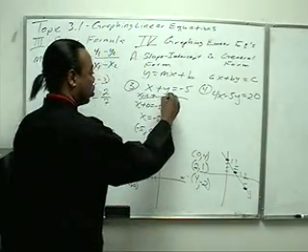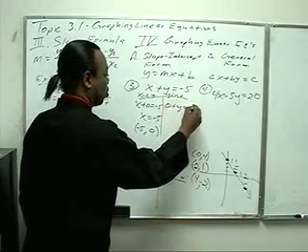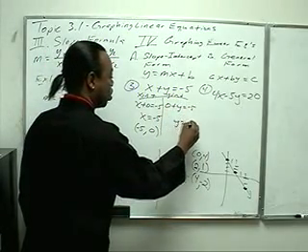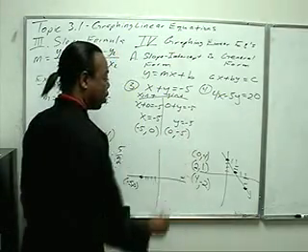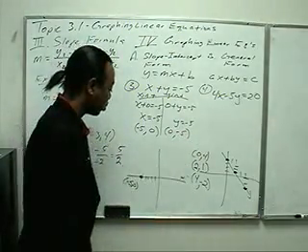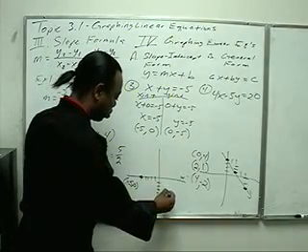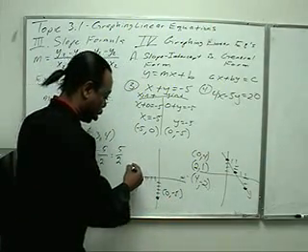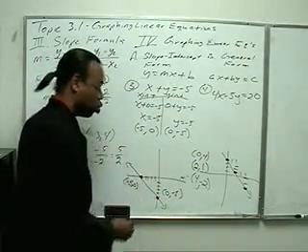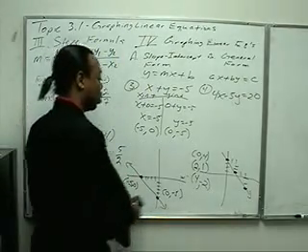For the y-intercept, we make x 0, and we end up with y equals negative 5. And so that point will be 0, negative 5 for the y-intercept, which will be 1, 2, 3, 4, 5, located right here. And now we have 2 points, and we just simply draw a line through them.